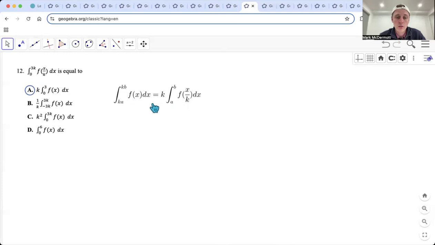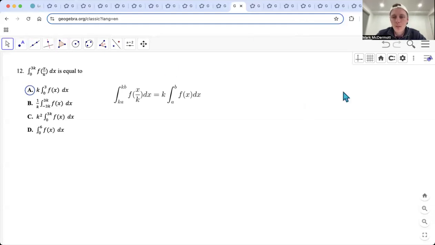I wrote the integral property wrong there, so this is what it actually says. The integral from ka to kb of f of x on k dx is equal to k multiplied by the integral from a to b of f of x. I'll put a link below to one of the integral property videos that I've made about this, but basically this represents a dilation from the y-axis by a factor of k. So it's equal to whatever k is multiplied by the regular integral without the factor k in it. I'll put a link below to explain that in more detail. It always stumps me. I don't know why.